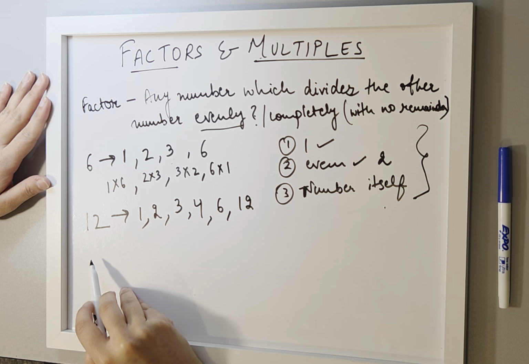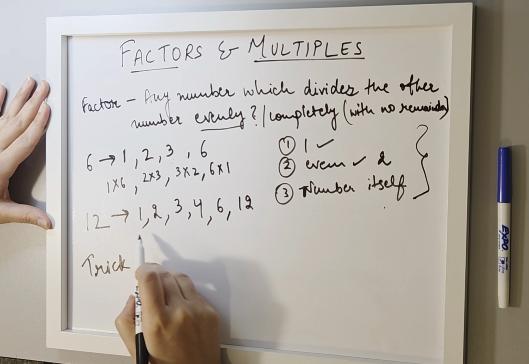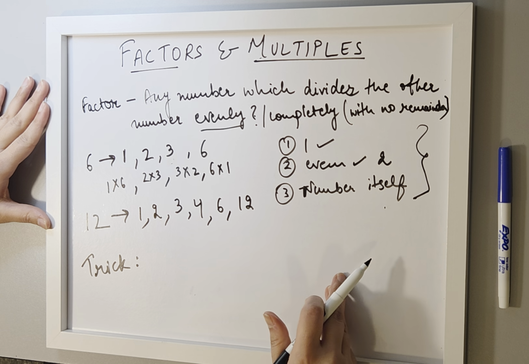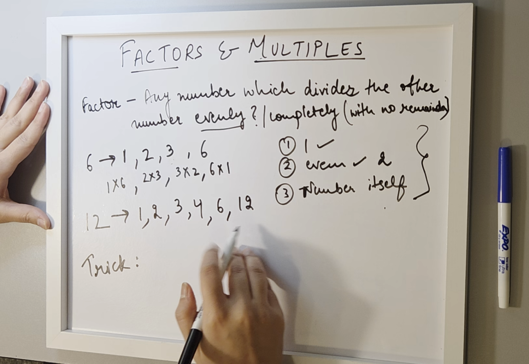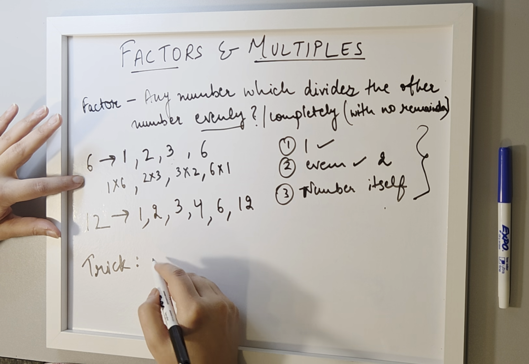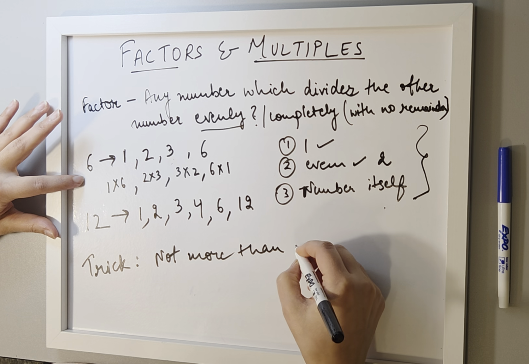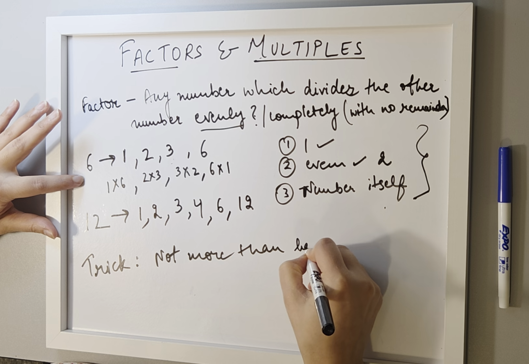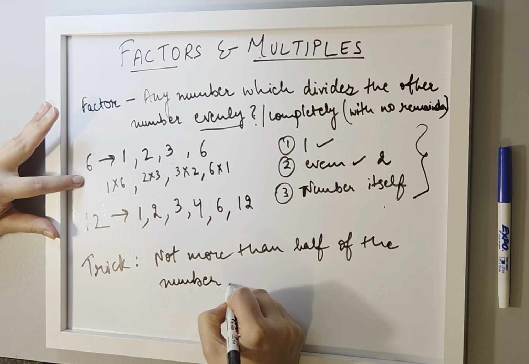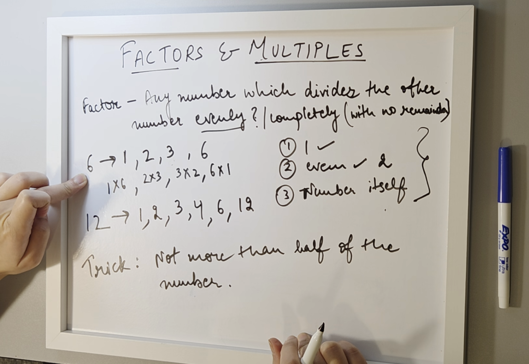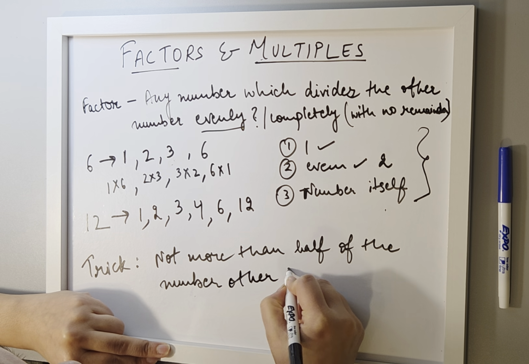Okay, so here is a small trick to remember whenever you're trying to find the factors this way. The factors will always be not more than half of the number. So what does this mean? Okay, so half of 6 is what? 3.